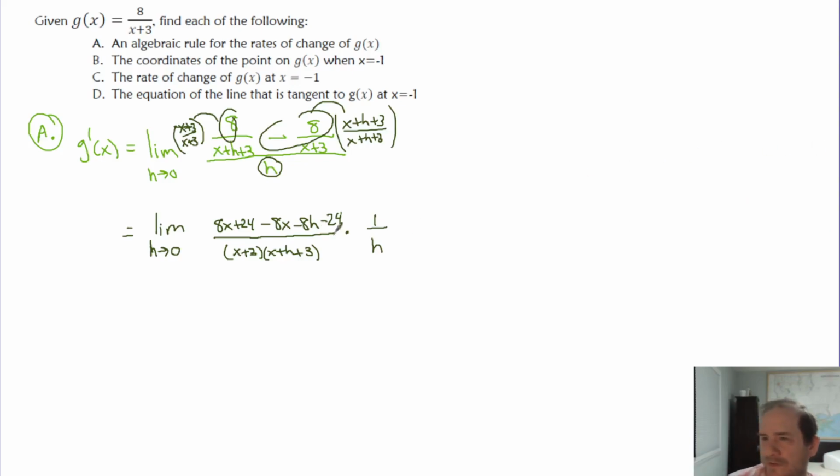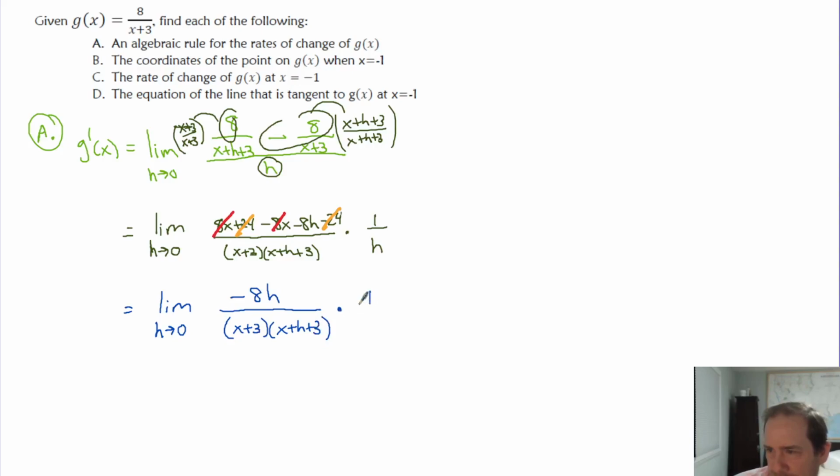Then we see a bunch of stuff cancel now. We've got the plus 8x and a minus 8x, those cancel. Then you've got a plus 24 and a minus 24, those cancel. So that's going to bring us down to the limit as h approaches 0 of just the negative 8h over x plus 3 and x plus h plus 3.